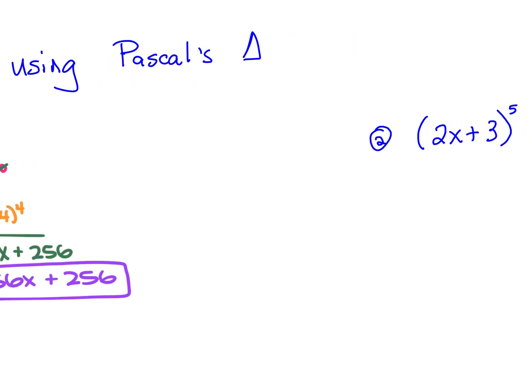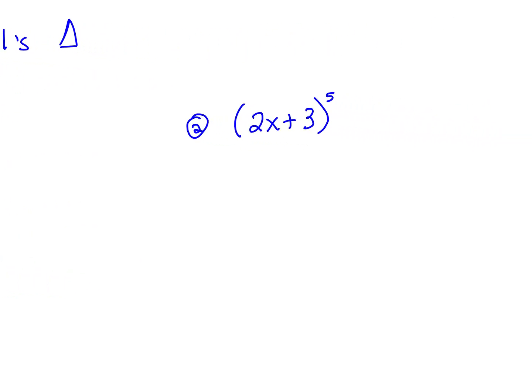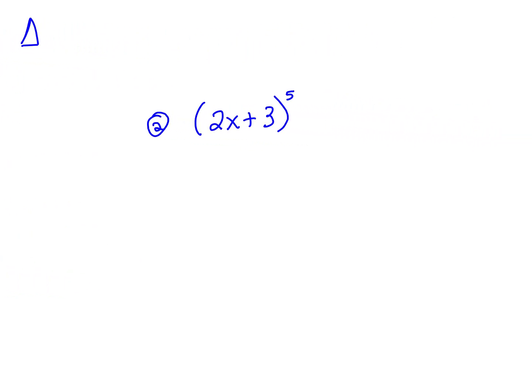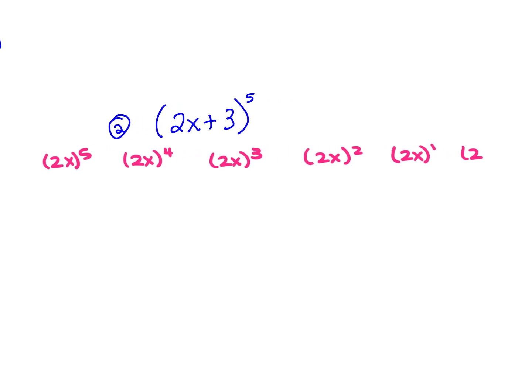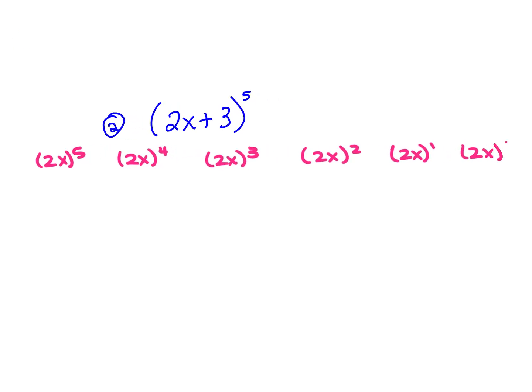For your next example, you have 2x plus 3 to the fifth power. We're going to start with that 2x, raise it to the fifth power. Then we have the 2x to the fourth, 2x to the third, 2x squared, 2x to the first, and 2x to the power of 0.